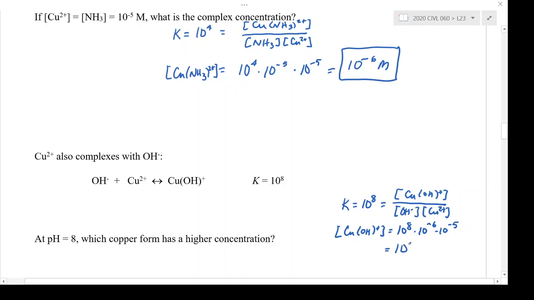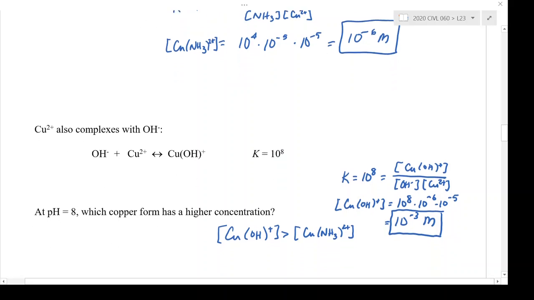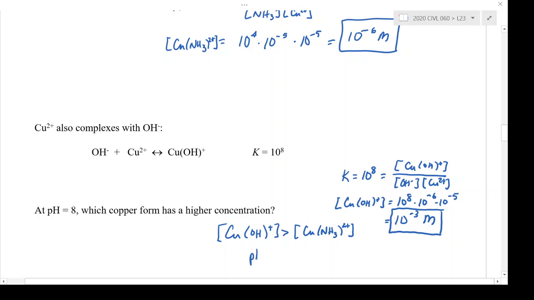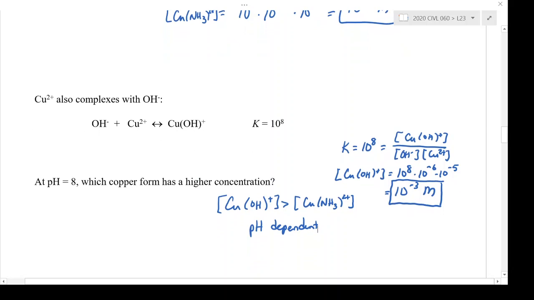And this gives us a value of 10 to the minus 3, which is higher than 10 to the minus 6 for the copper ammonia complex. So you can see that the higher concentration is with the copper hydroxide complex. So we can put this is greater than our copper ammonia complex. Okay, so it suggests that this K value, or stability constant, is going to tell us which one is favored, which is partially true, although in this case, because hydroxide is in this reaction, it's very pH dependent. So just be aware that it's not just the stability constant that's going to tell you how probable the complex or how dominant the complex is. It's also pH dependent often, because hydroxide often reacts with metals.